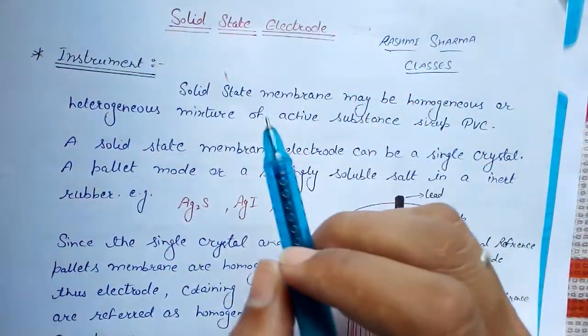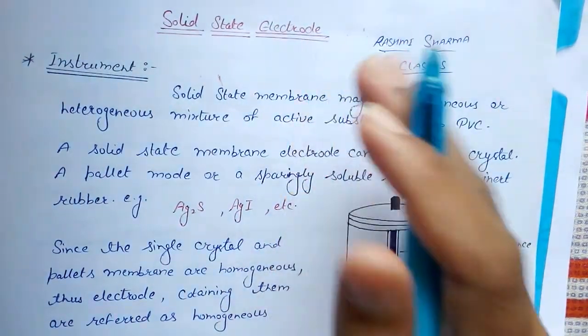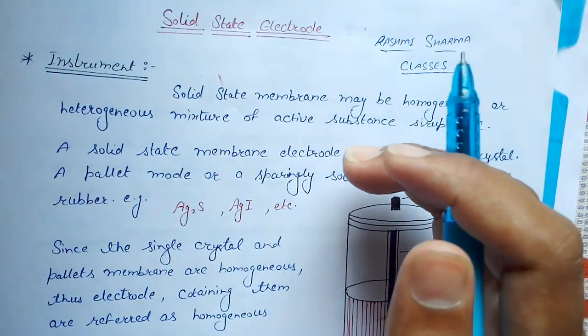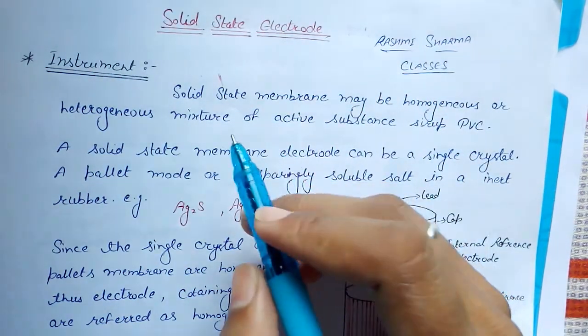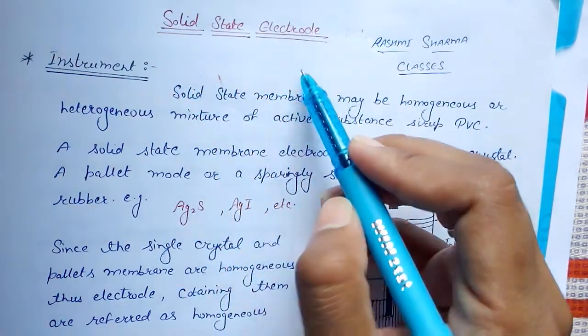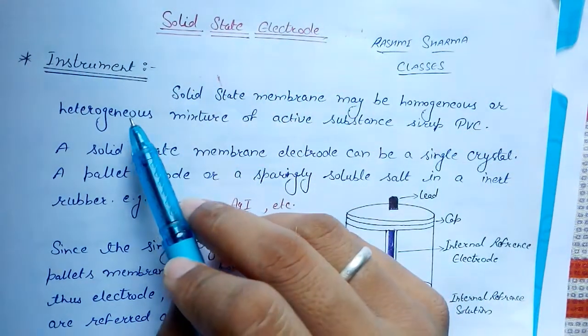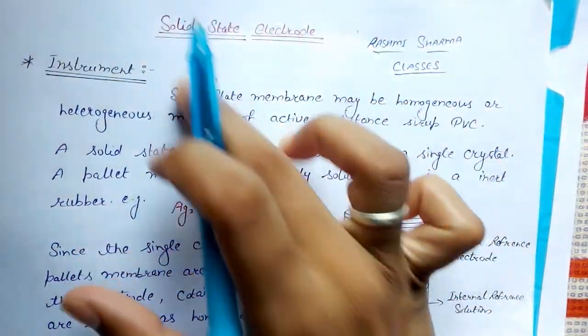Guys, in the last video we were discussing ion selective electrodes, which have four types of electrode, in which we have discussed one type, right? So this is another type of electrode which is a part of the ion selective electrode. Firstly we will introduce it, then we will discuss the types of this electrode.